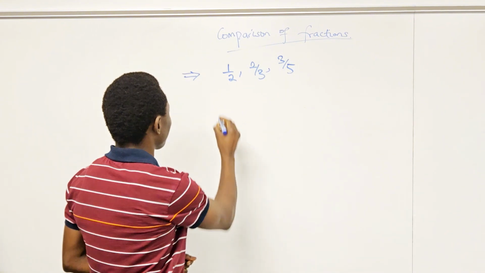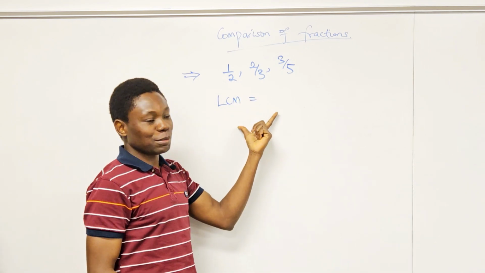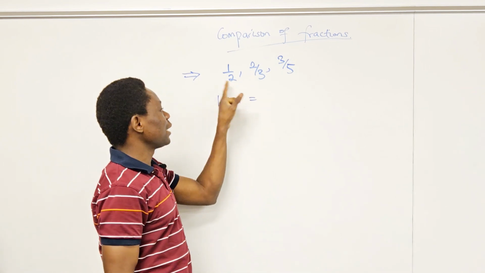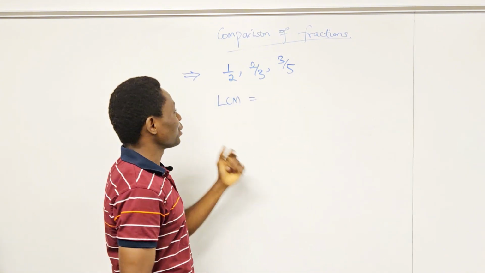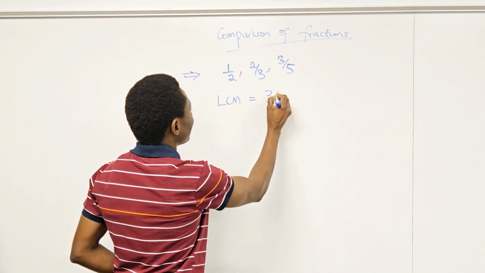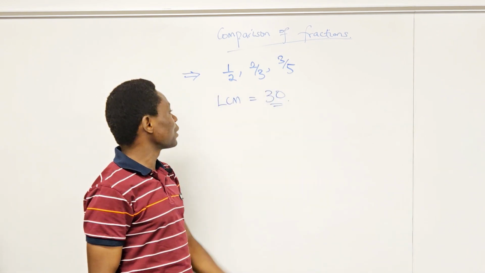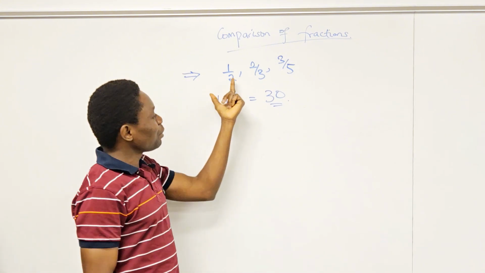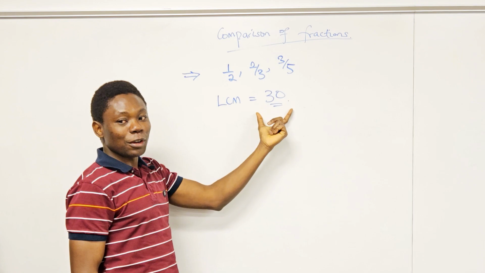Okay, now, the first thing to do is to get the lowest common multiple, that's the smallest number that can be divided by 2, 3, and 5 at the same time without a remainder. So the product of 2, 3, and 5 is 30, right? 30 can be divided by 2, 3, and 5 at the same time. Now, we're going to express each of these fractions with a denominator of 30.